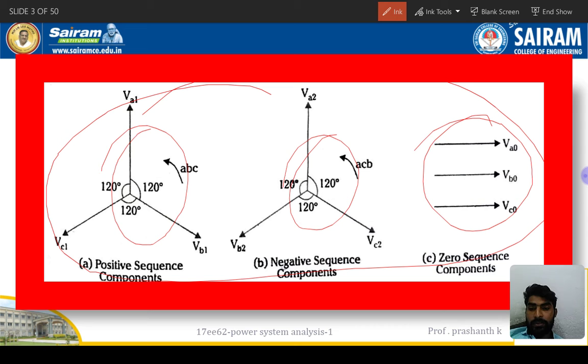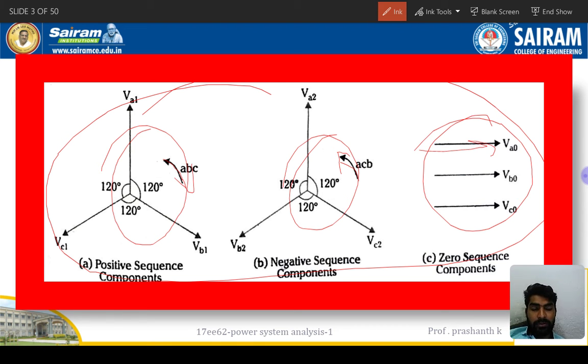This is the positive sequence component, in the clockwise direction. This one is the anti-clockwise direction, so negative sequence component, and then the zero sequence component is a straight line, I mean there is no phase difference. All the phase sequence components are placed 120 degrees apart from each other, that is called the balanced positive sequence component, balanced negative sequence component, and then this is the zero sequence component.